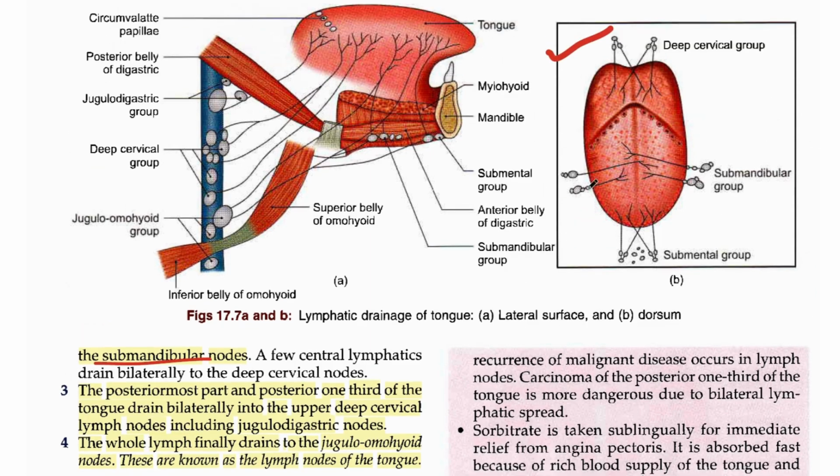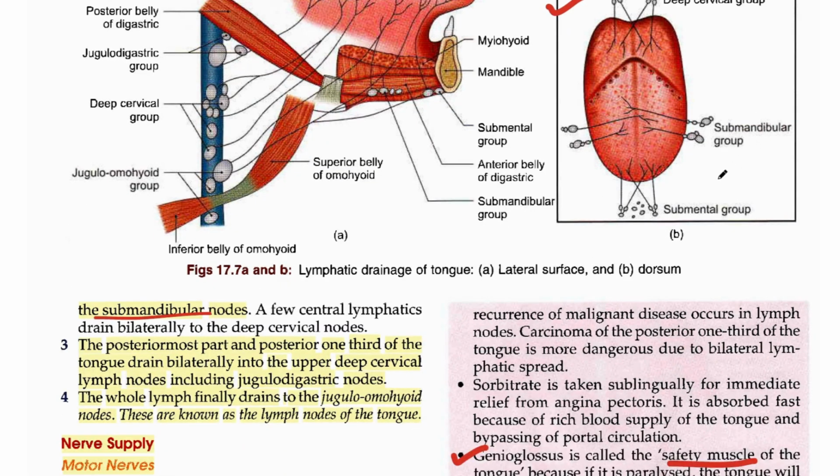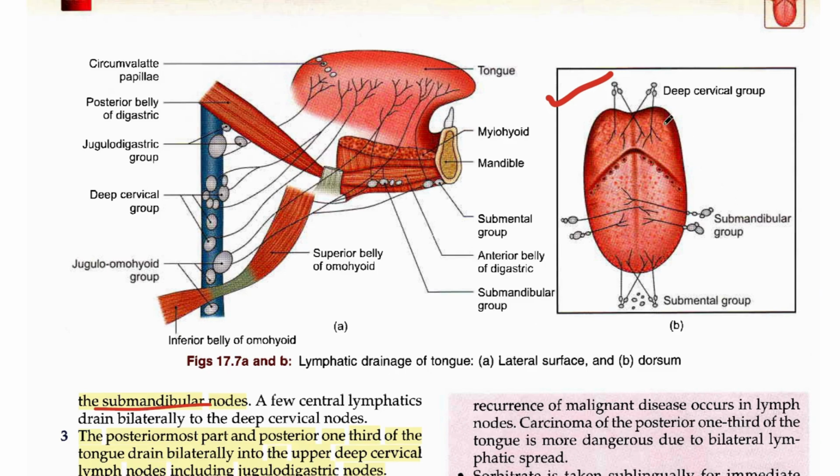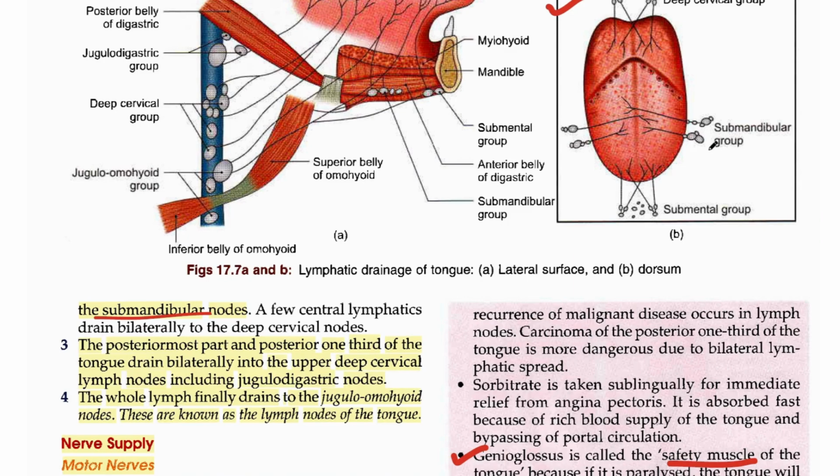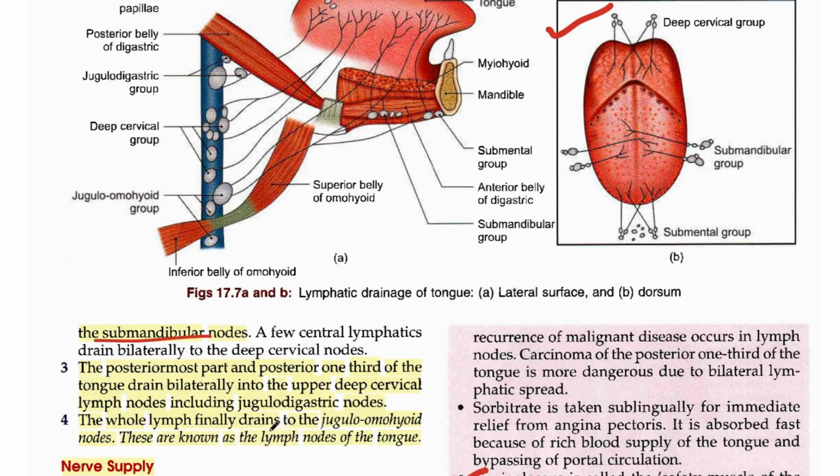You can see in this diagram, the right and the left half of the anterior 2/3 of the tongue drain unilaterally onto the submandibular nodes. The posterior most and the posterior 1/3 of the tongue drain bilaterally into the upper deep cervical lymph nodes, including the jugulo-digastric nodes. The whole lymph, that is all these lymphs together, drain into the jugulo-omohyoid nodes. These are also known as the lymph nodes of the tongue.